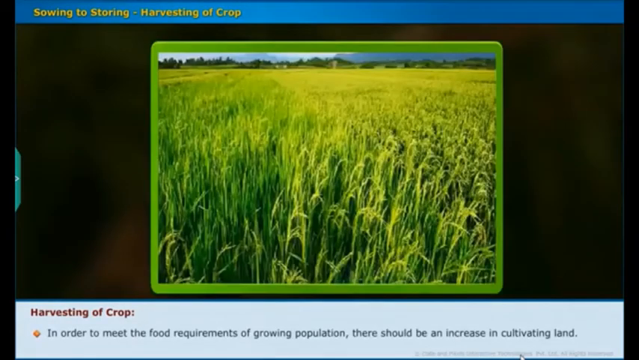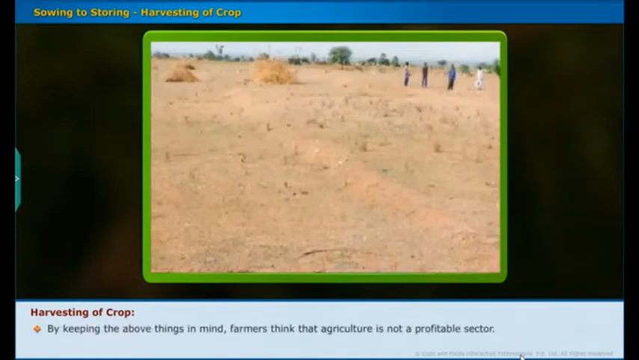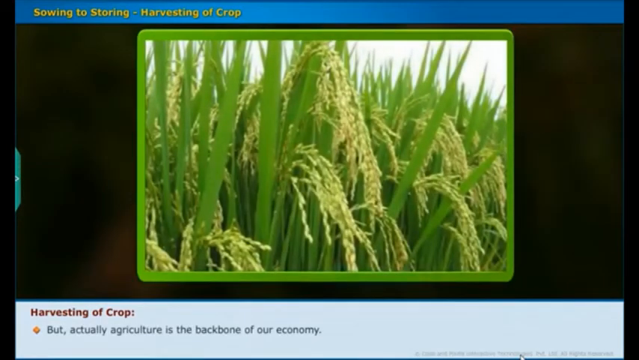In order to meet the food requirements of the growing population, there should be an increase in cultivating land. But nowadays, most of India's rural land has remained uncultivated. This is mainly because of unavailability of seeds, insufficient water to the fields, power problem, market problem, etc. By keeping the above things in mind, farmers think that agriculture is not a profitable sector. But actually, agriculture is the backbone of our economy.